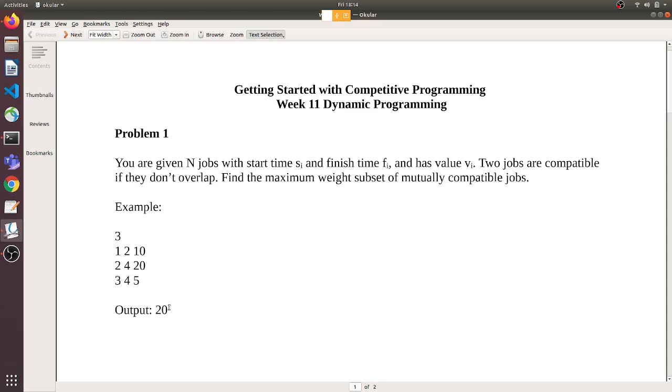Now I'm sure most of you would have seen the version of this problem which was unweighted, where you were given n jobs with start time and finish time, and you were asked to return the maximum number of jobs that can be done. So can some of you tell me the solution for that problem, unweighted job scheduling?